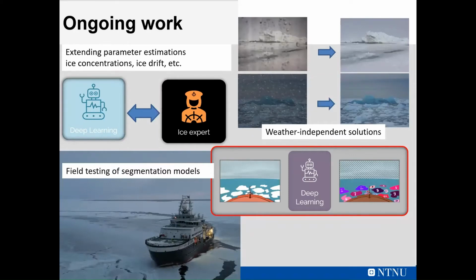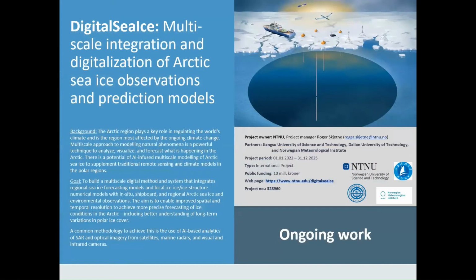Currently, we are extending our work to not only classification, but also segmentation tasks and extracting additional parameters from an image, for example, ice concentration and ice drift, and comparing those with the human performance as well. We are looking into building weather-independent solutions when it comes to raindrops and snow, and also testing our segmentation models in the field. Also, one of our activities is integrating models, from prediction models, regional and local observations, all the way up to the satellite observations, in one infrastructure as part of a larger project.